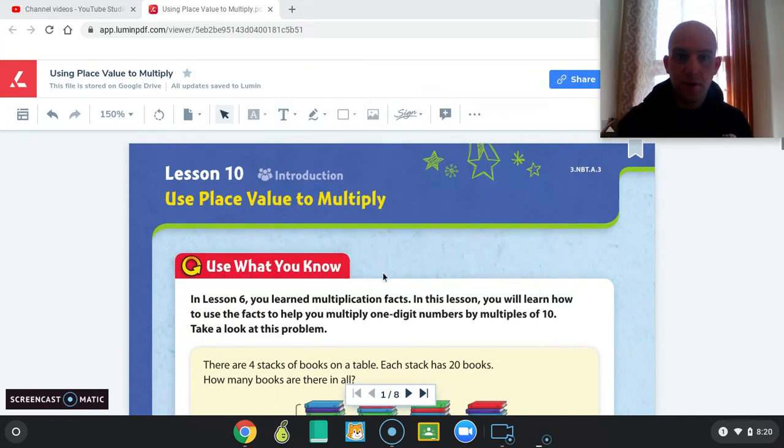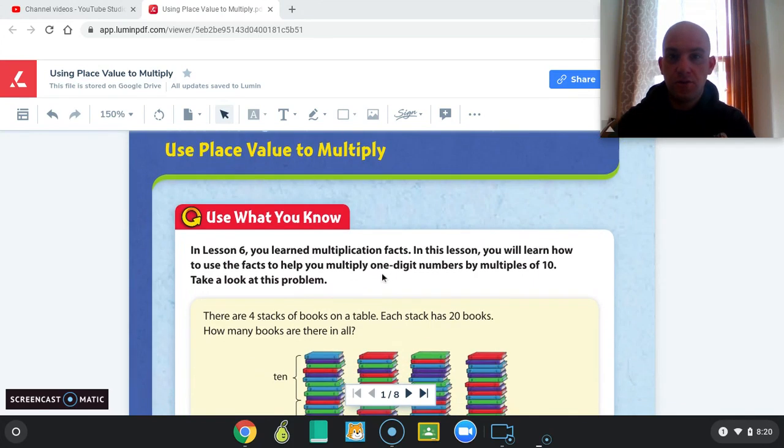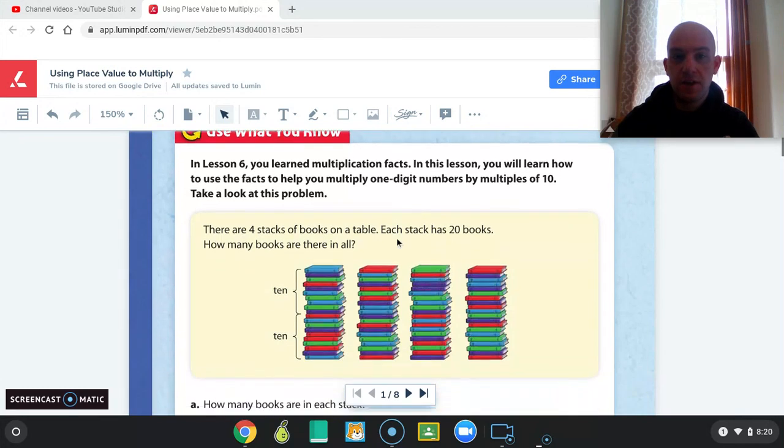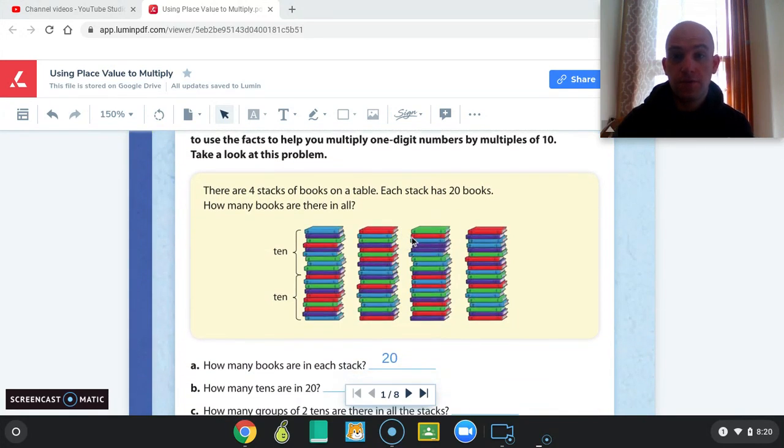All right, so let's get started. So this is in lesson 6, you learned multiplication facts. In this lesson, you will learn how to use the facts to help you multiply one-digit numbers by multiples of 10. Take a look at this problem. So here are 4 stacks of books on a table. Each stack has 20 books. How many books are there in all?